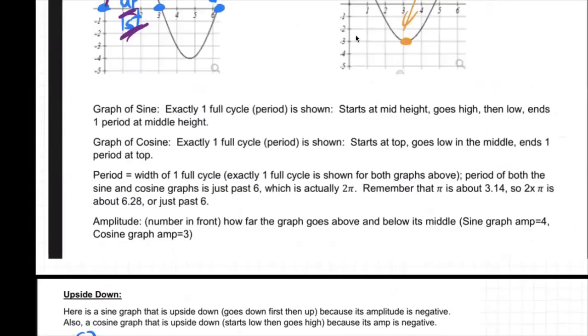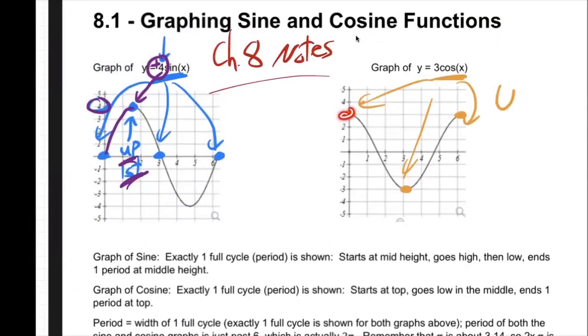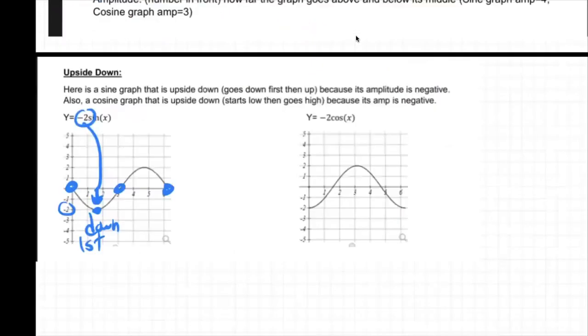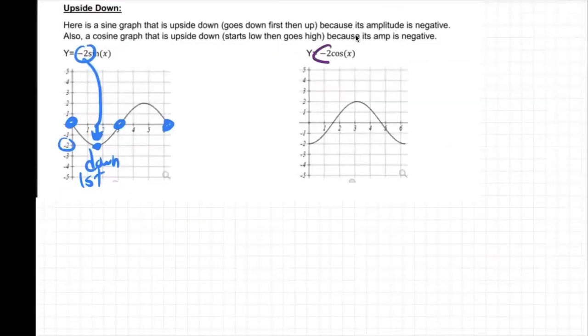Versus cosine. Now come over here to cosine. Cosine starts at the top, goes to the bottom, comes back to the top. It doesn't start in the middle. So that's a positive. Cosine goes first up, at +3 there. Well, a negative cosine is going to go first down. So the positive or negative is what it does first.